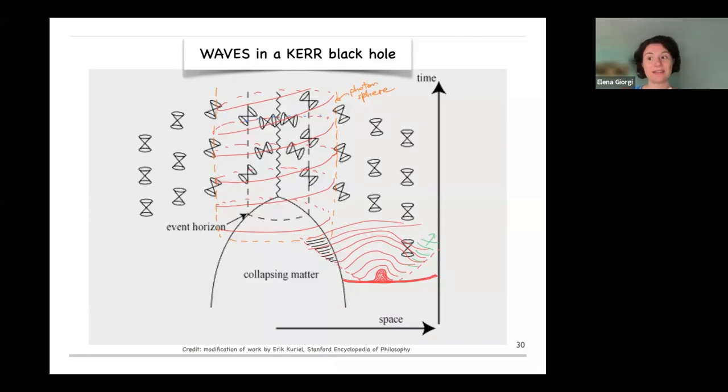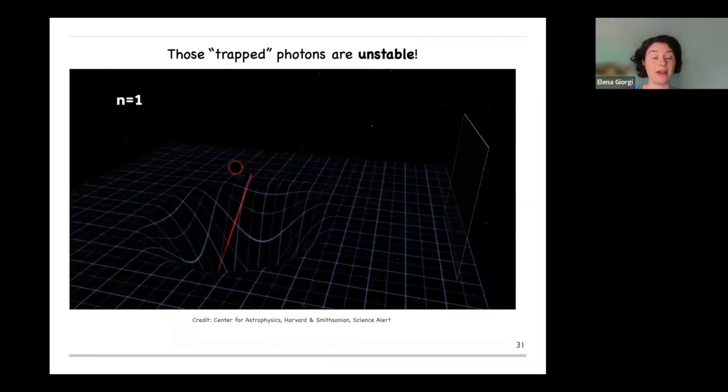And light rays can be trapped there without either falling into the black hole or dissipating away. So you may really worry that this would cause a concentration of energy, making the Kerr black hole unstable. But in fact, this does not happen, because those trapped photons are unstable themselves.